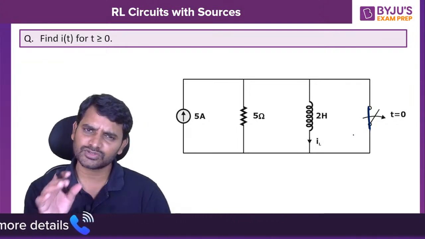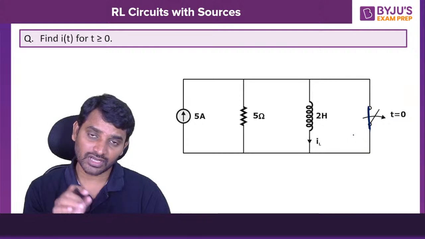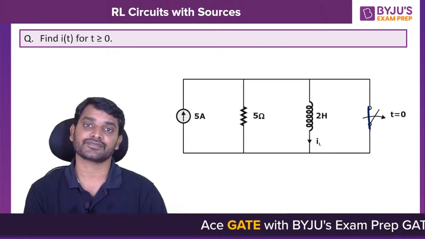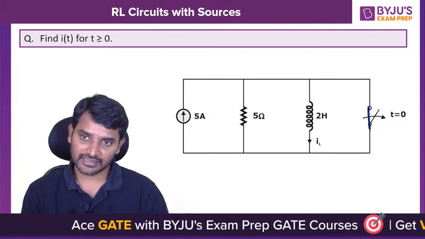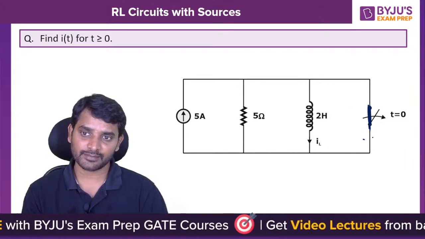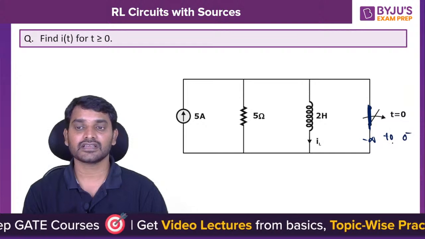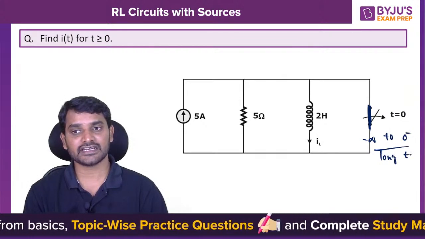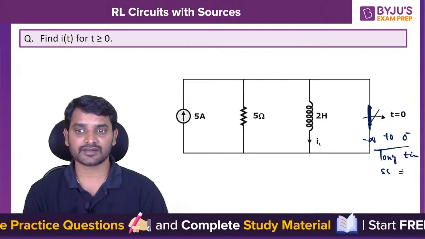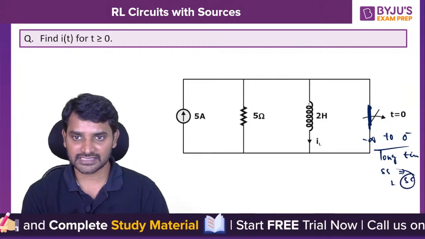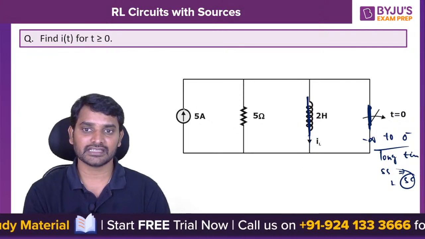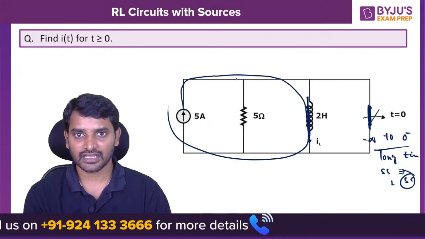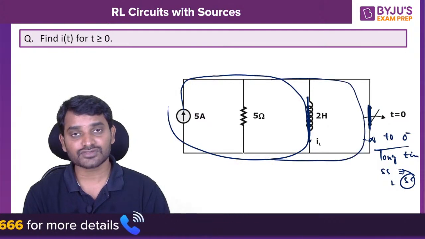Now please be careful, don't just look at the switching instant. You should also see whether the source is connected or not. People will think that the switch is closed for a long time, from minus infinity to 0 minus, so it's a steady state, and in the steady state the inductor behaves like a short circuit. So they will replace the inductor with a short circuit and think that the 5 amperes current will flow through the inductor, as the switch is closed.